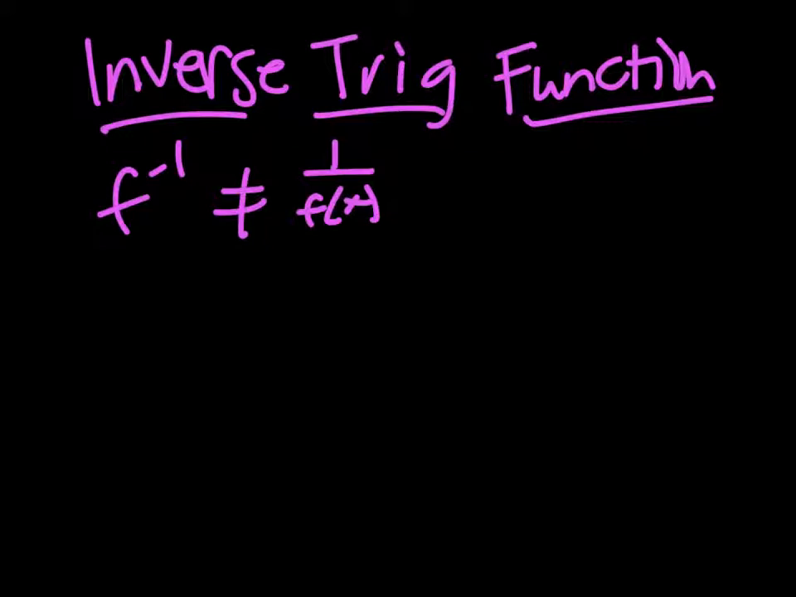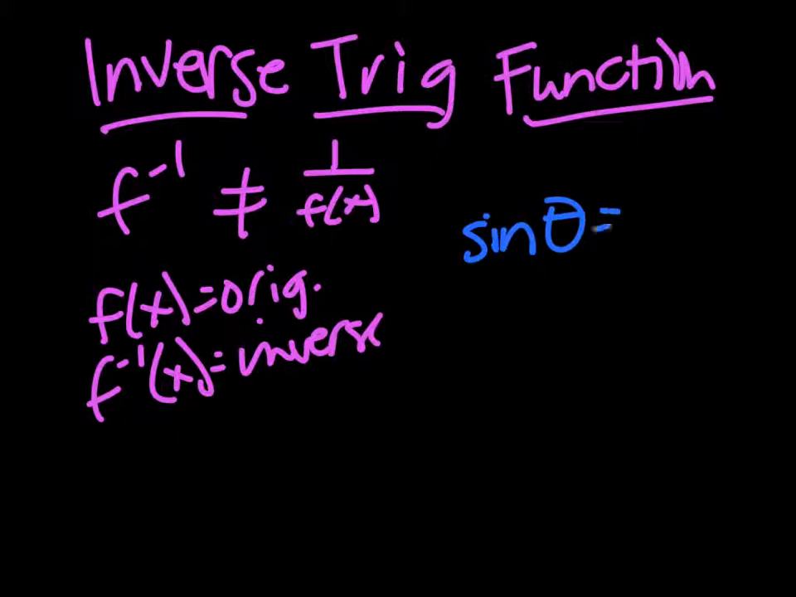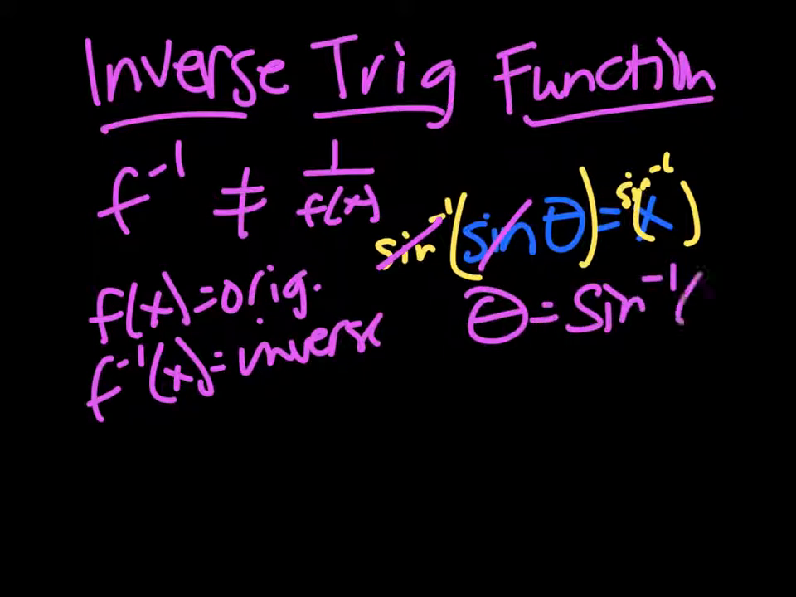So f of x is your original. F to the negative 1 is the inverse. For example, if I have sine of theta equals x, and I'm trying to solve for theta, we did compositions earlier in the year. If I raise it to its inverse, then the sine to the negative 1 and the sine will go away, and I'm left with theta equals sine to the negative 1 of x.